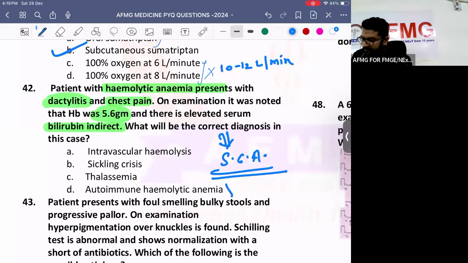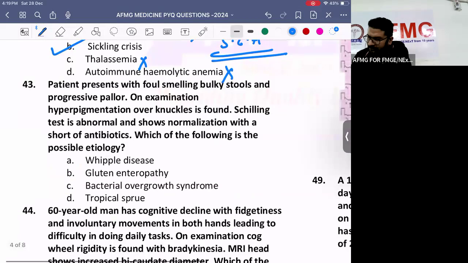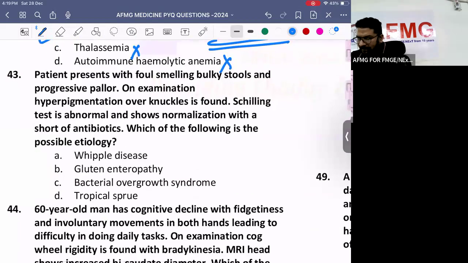It is not AIHA. It is not thalassemia. It is not intravascular hemolysis. What is sickle cell anemia like? Extravascular. So it is a sickling crisis. So the answer will be sickling crisis in sickle cell anemia. I had told you sickle cell anemia symptoms like dactylitis, acute chest pain, priapism, osteomyelitis due to salmonella. So these are the symptoms. Okay, this one is easy.